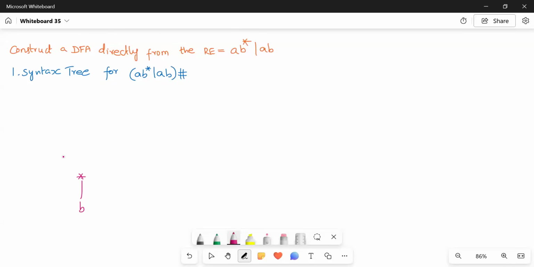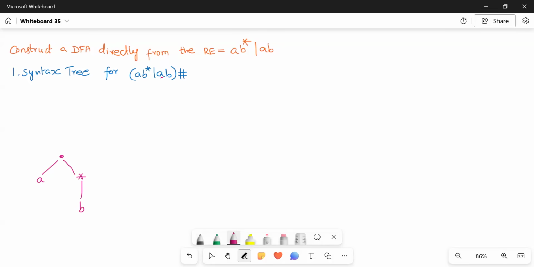So for this concatenation node, or cat node, A is the left child and this B star is the right child. The left child is A and the right child is the already constructed subtree. Now we have constructed the syntax tree for this sub-expression. Next, concatenation must be constructed, and only then the OR operation must be evaluated. The union operator has the lowest precedence.